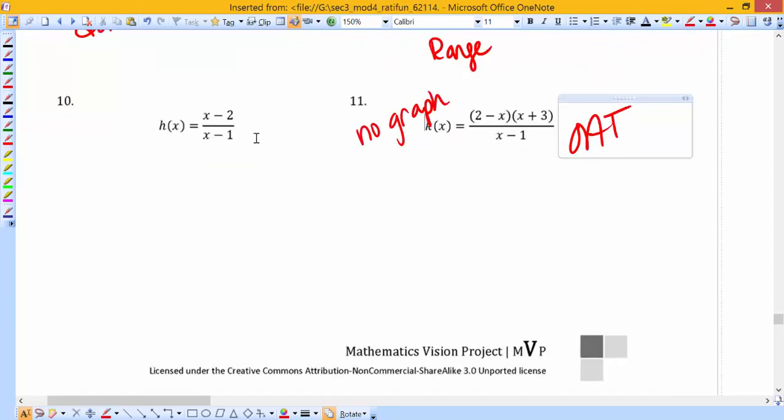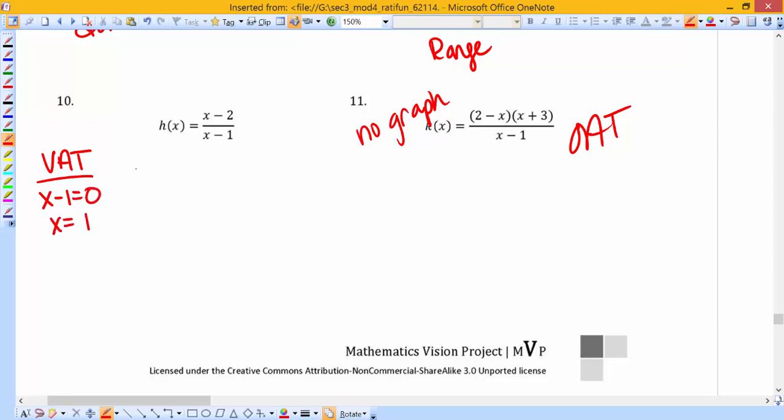So I don't need to factor. Not factorable. Can't cancel anything. So I'm going to start with my vertical asymptotes. Don't forget your vertical asymptote comes from the denominator. So x minus 1 equals 0, so x equals 1.